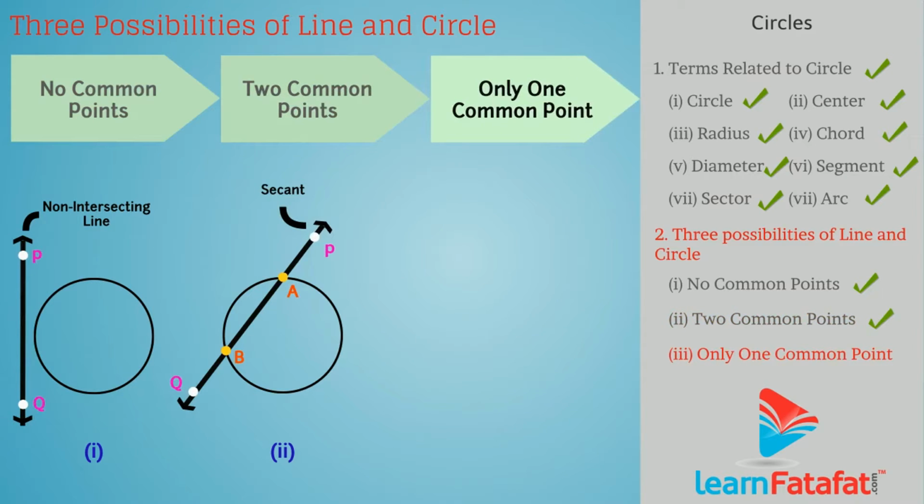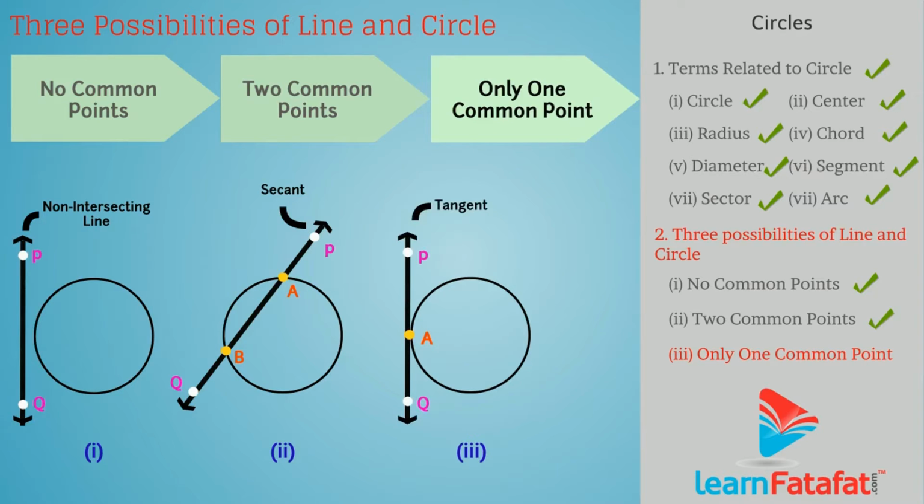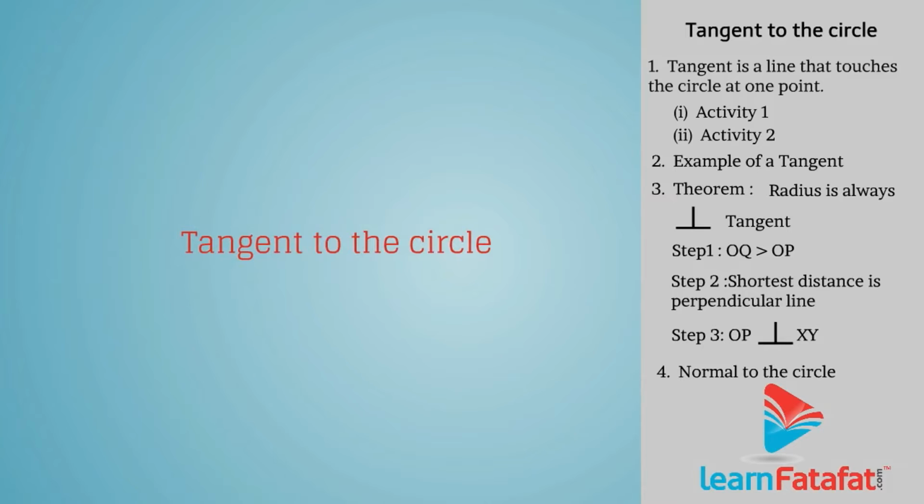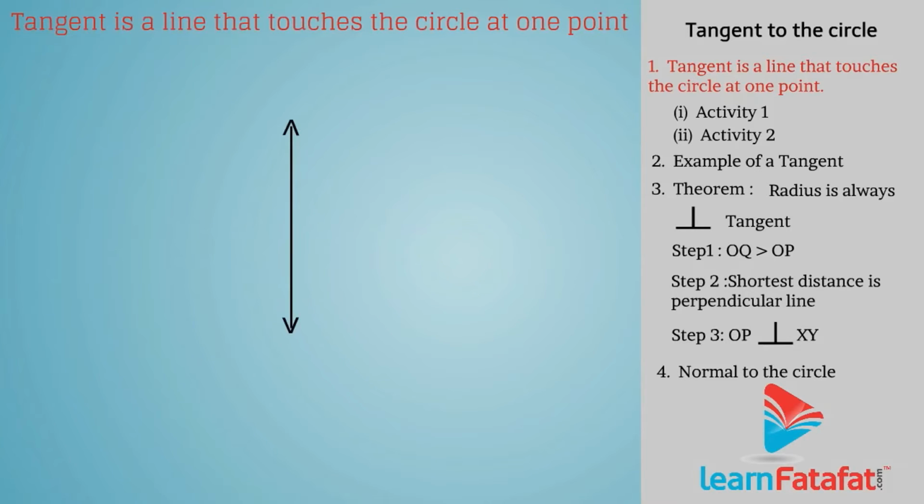Only one common point. When there is only one common point, that is, the line touches the circle at single point A, then the line is called as tangent to the circle. For example, in a pulley arrangement, the rope is like a tangent to the circle, that is, the pulley. Tangent to the circle. A tangent is a line that touches the circle at one point.